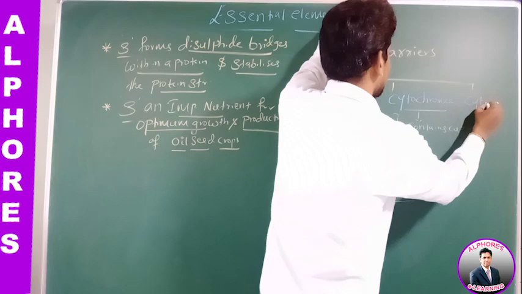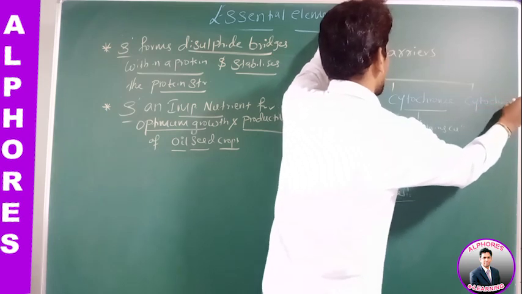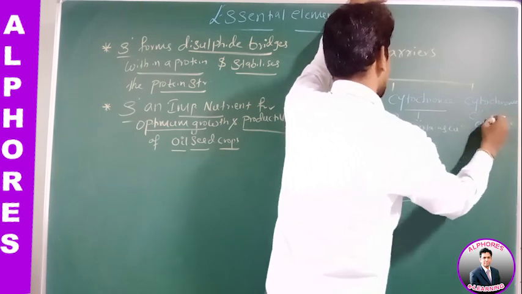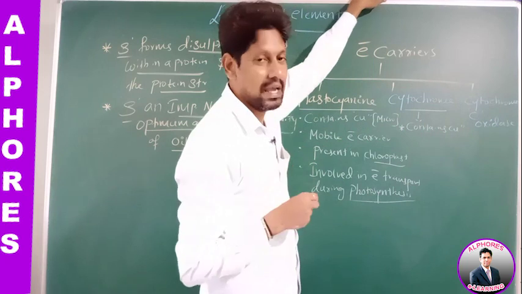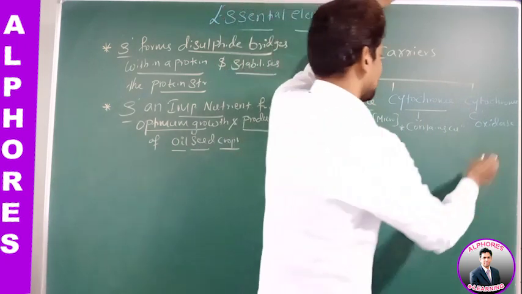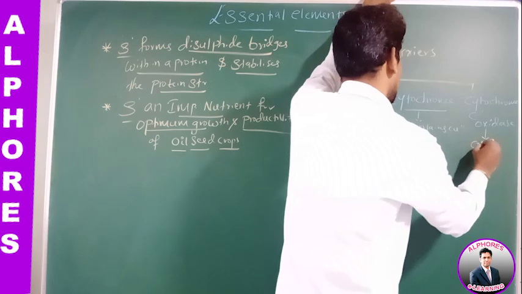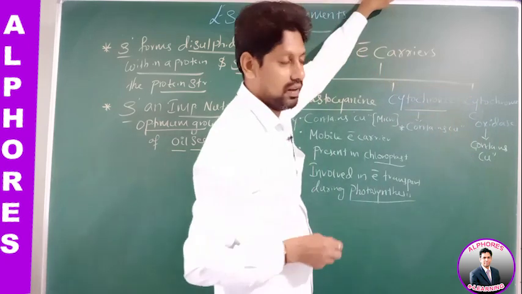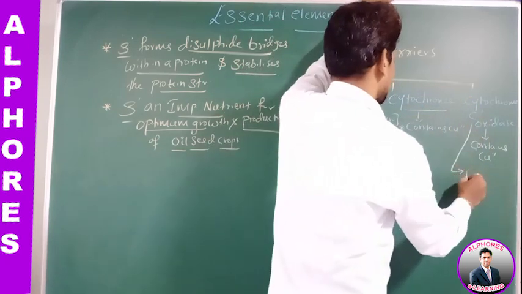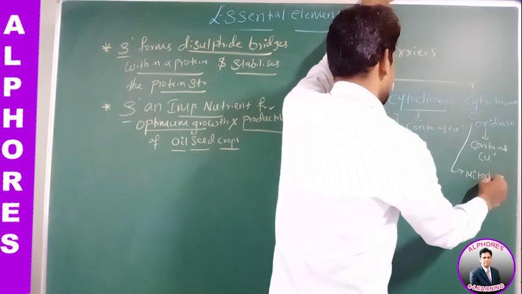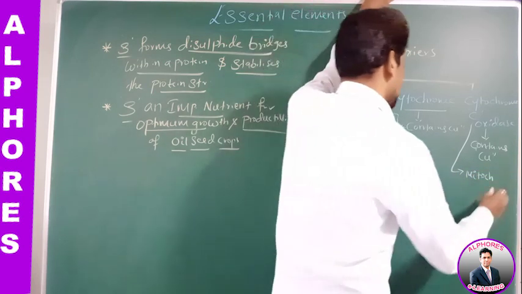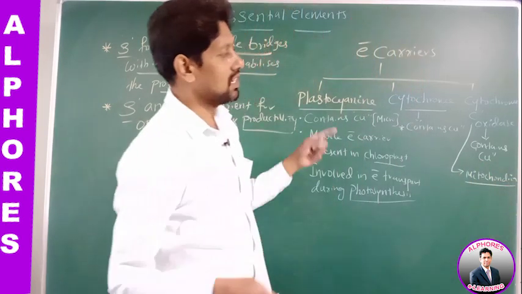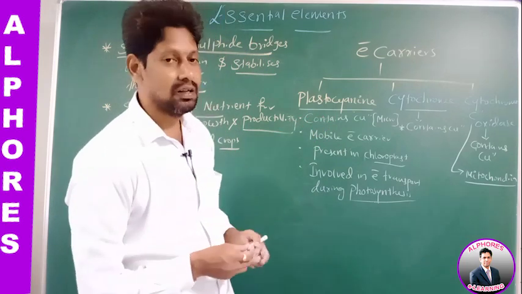Cytochrome C oxidase. This is also a type of cytochrome. I specified its name, cytochrome C oxidase. This cytochrome C oxidase also contains copper. What does it contain? Copper. This cytochrome C oxidase is present in mitochondria. Where is it present? In mitochondria.